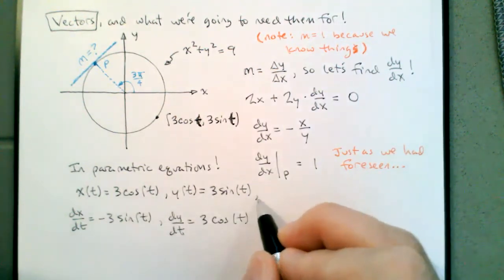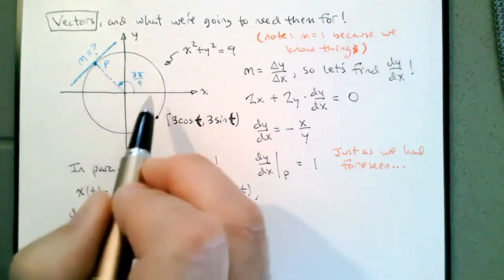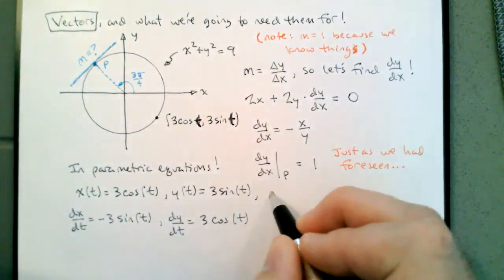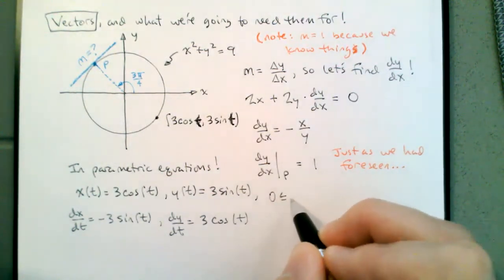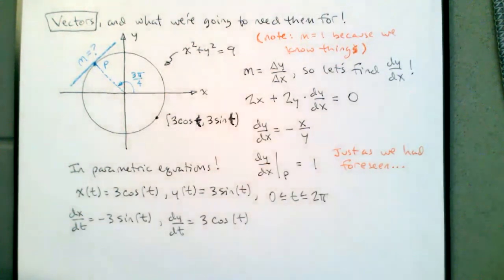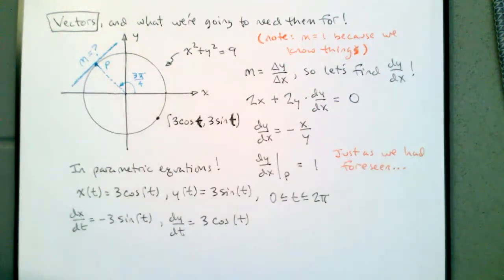Oh, I forgot important parts. Let's decide what our parameters are. Let's use the normal ones. t goes from 0 to 2 pi. That'll take us around the circle one time in the counterclockwise direction. So t goes from 0 to 2 pi, and we'll go once around the circle, starting at 3, 0.